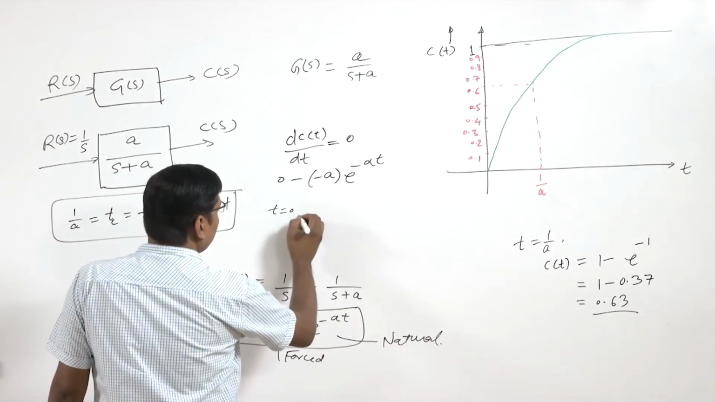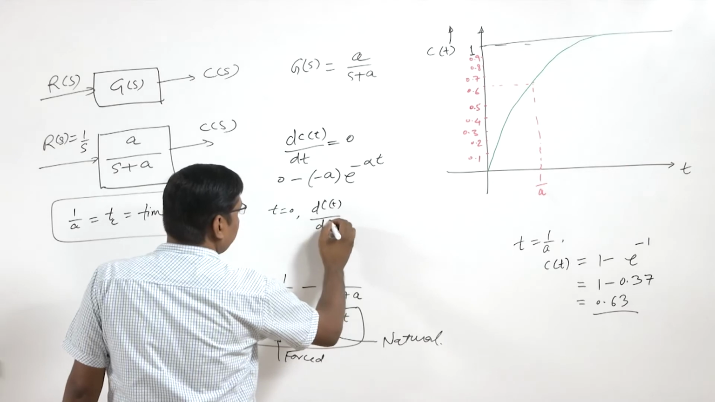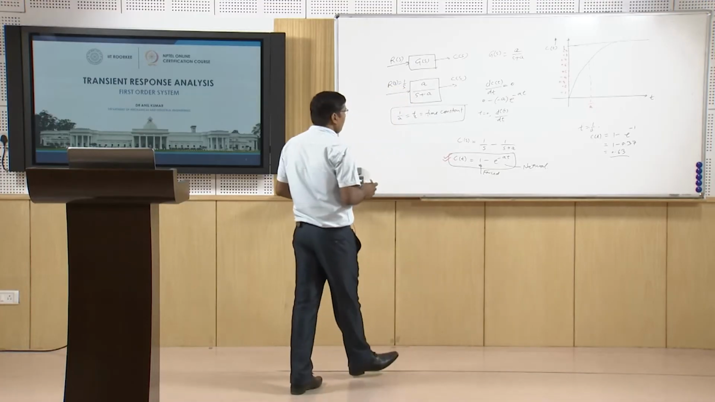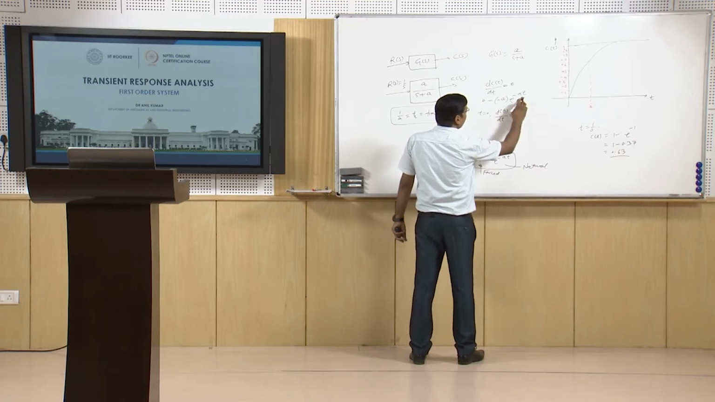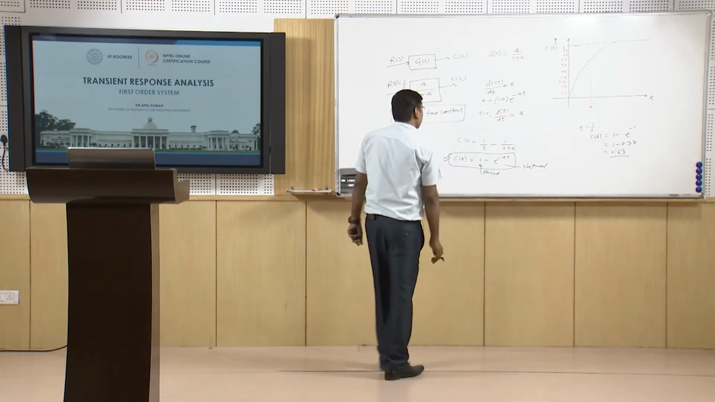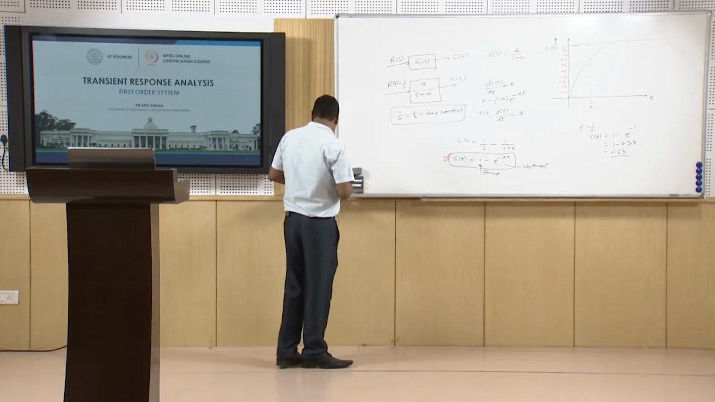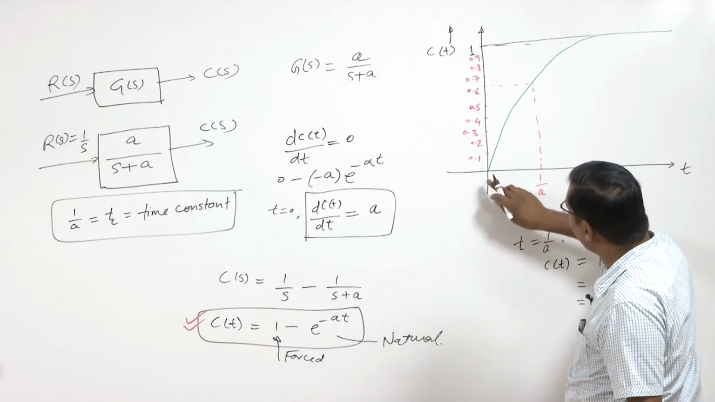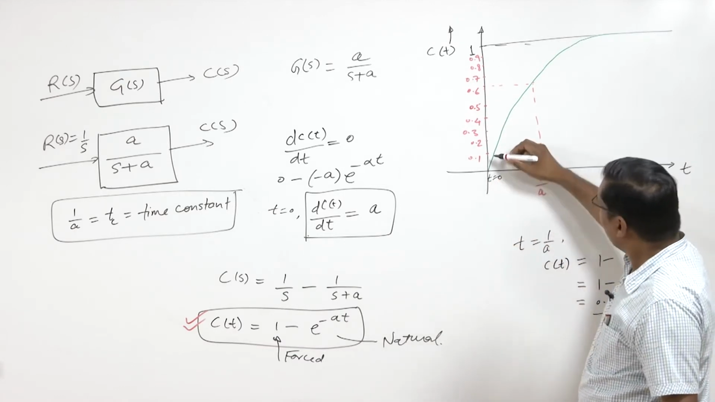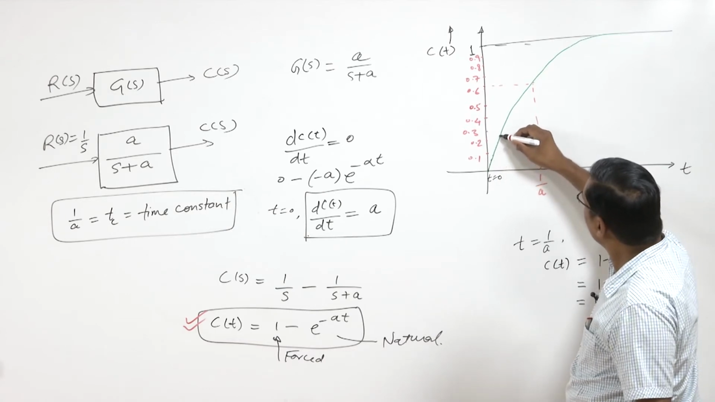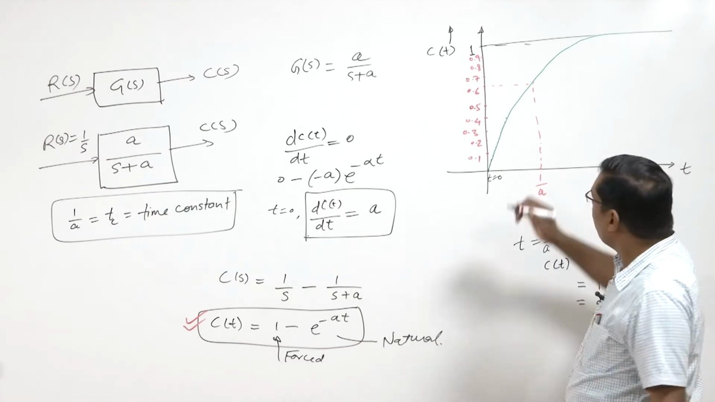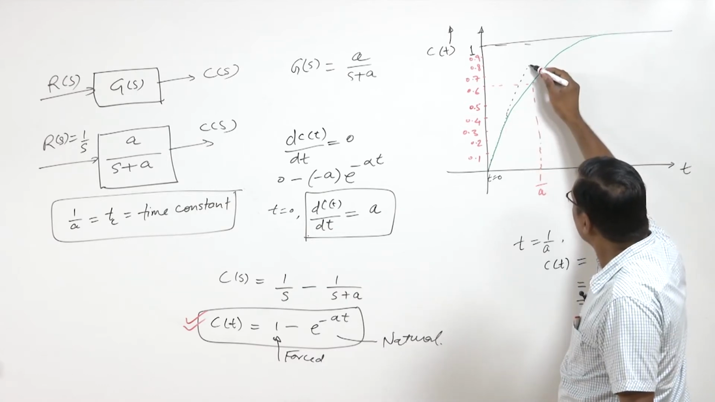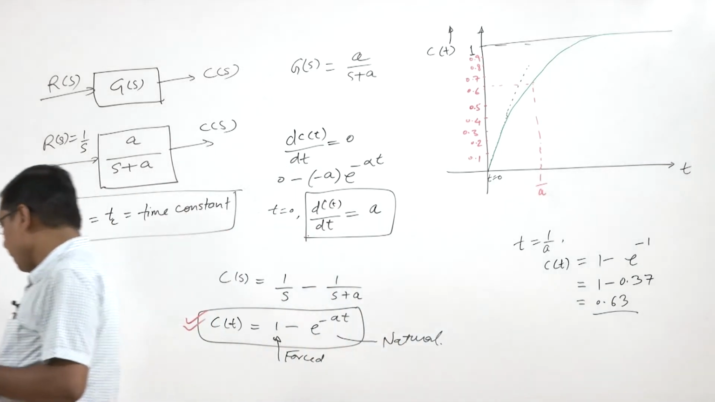So at t equal to 0, dc(t)/dt, this is the slope of this response. dc(t)/dt is showing the slope of this response c(t). So at t equal to 0, we are getting dc(t)/dt equal to a. So here we have the slope of this response at t equal to 0, and here this slope will give us the value of a.